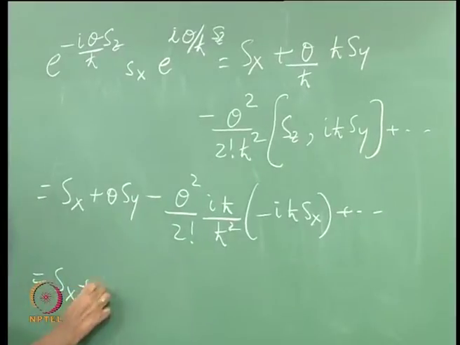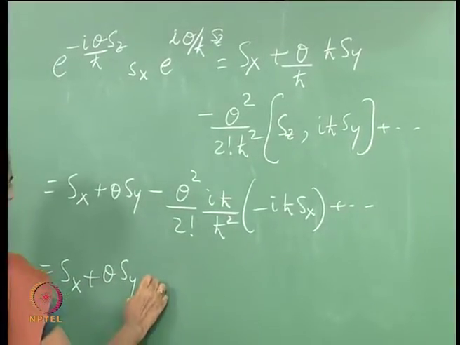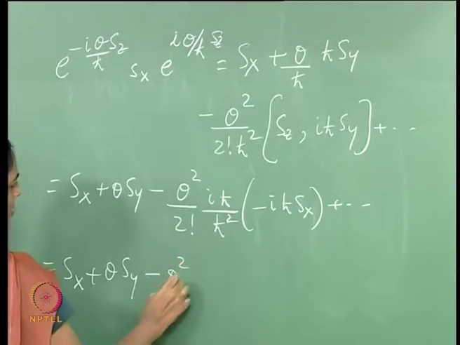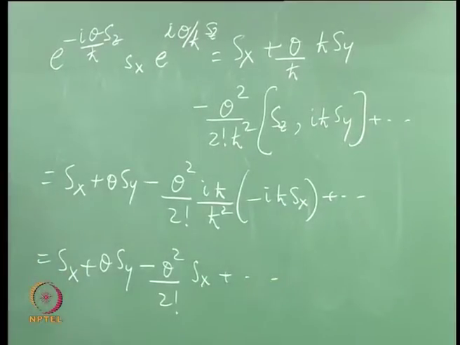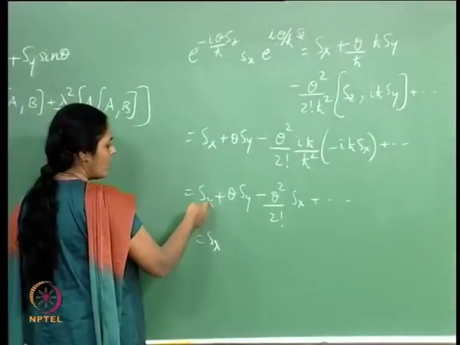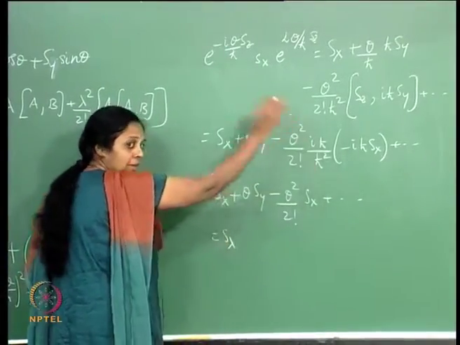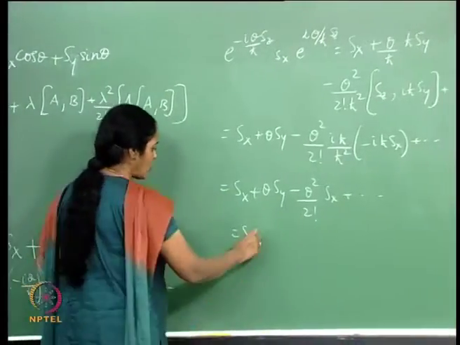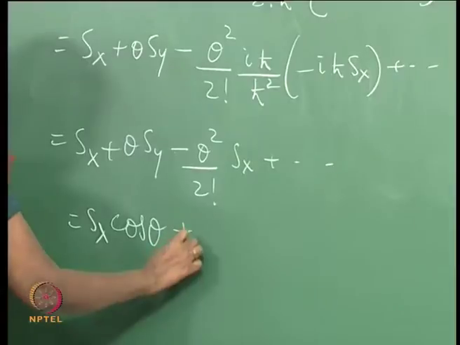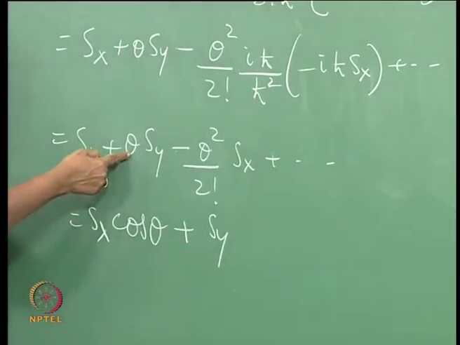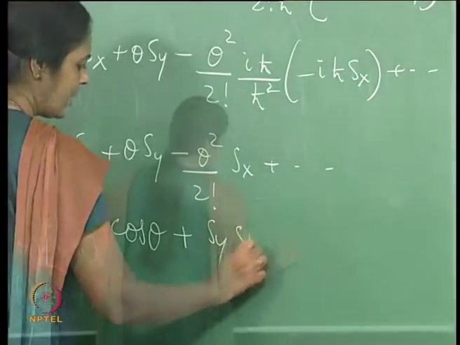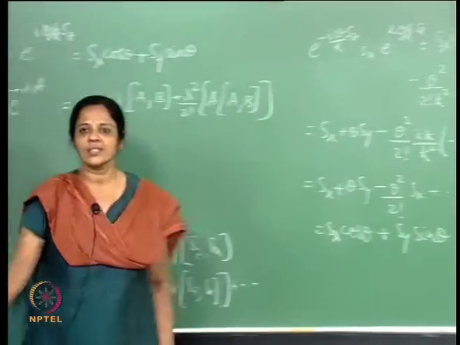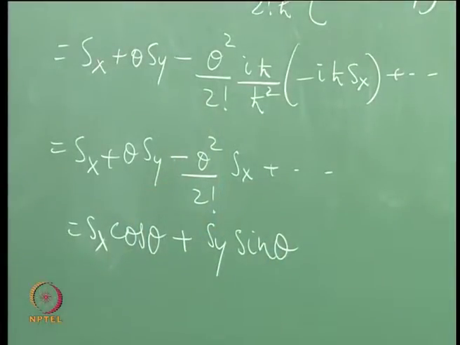And that is S x plus theta S y minus theta squared by 2 factorial S x plus so on. Now, if I work out the other terms, it will be clear that this will be S x times 1 minus theta squared by 2 factorial plus theta to the power of 4 by 4 factorial and so on, which is S x cos theta, plus S y, the leading term is theta, then I have theta cubed by 3 factorial, theta to the 5 by 5 factorial and so on. Therefore, I get S x cos theta plus S y sin theta.